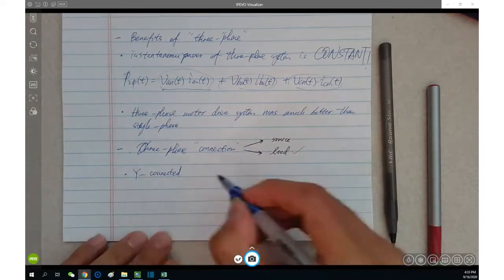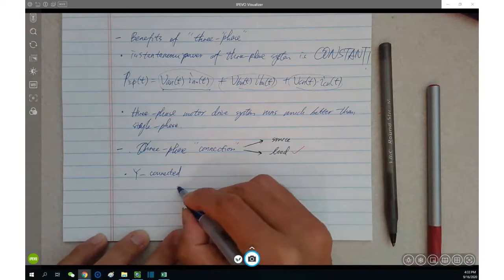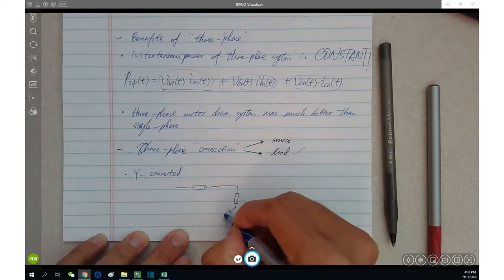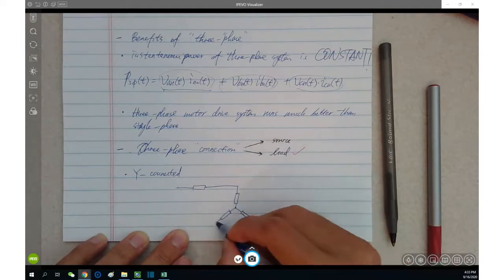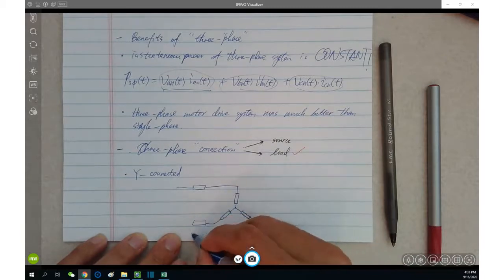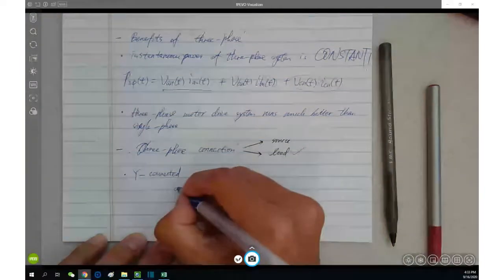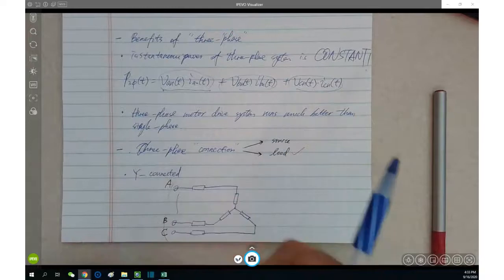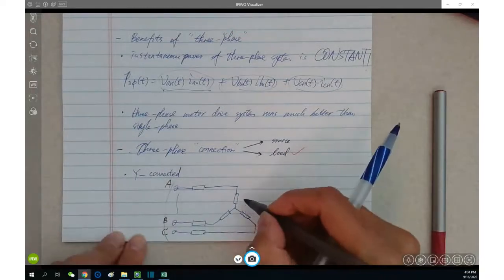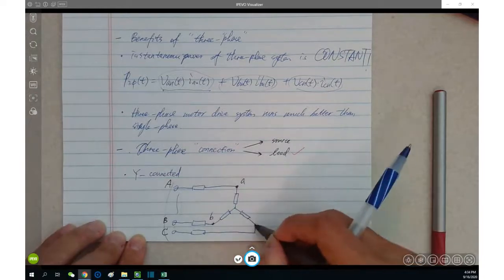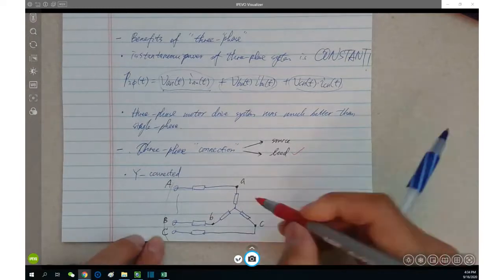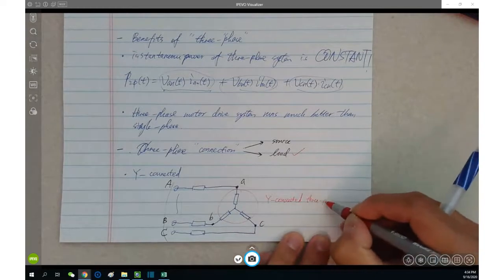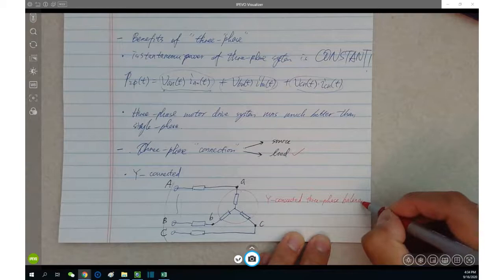The Y-connected load, let's see. As you know, it looks like this. With 335 knowledge, you guys definitely know this well. Assuming these three terminals are A, B, and C, feeding three-phase power towards the lowercase a, b, c three terminals at the load. So in the middle here is obviously a Y-connected three-phase balanced load.